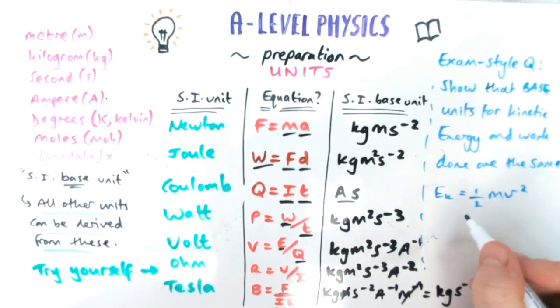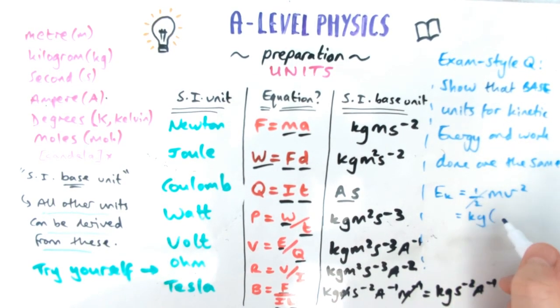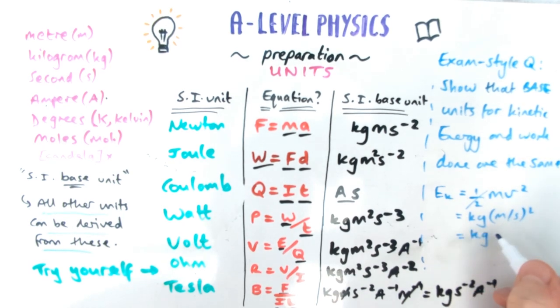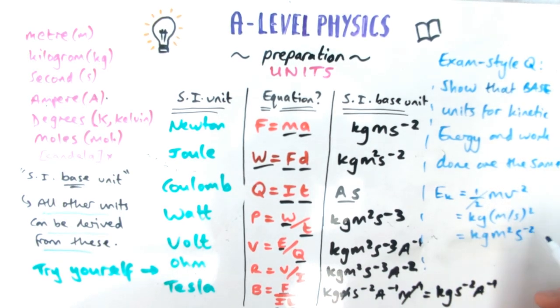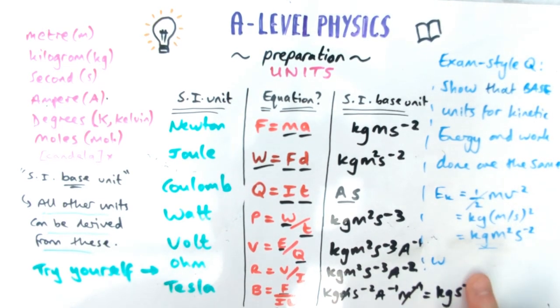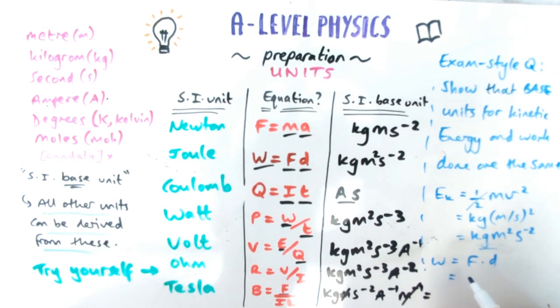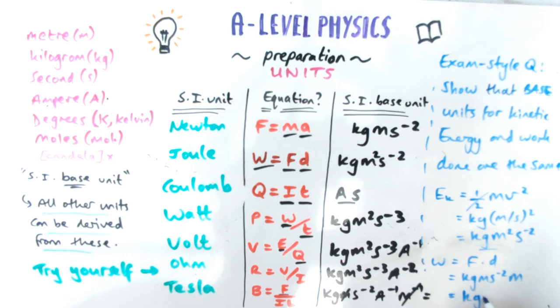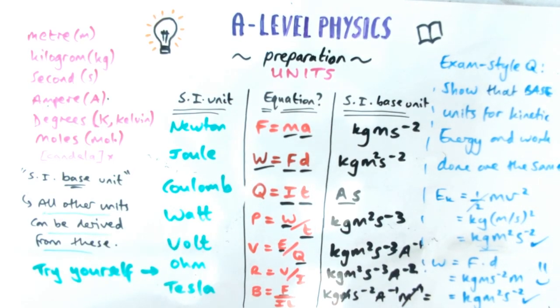Now kinetic energy, we should know the equation is half mv squared. The half doesn't have a unit. Mass is in kilograms, meters per second is squared. So if I simplify that out, I've got these units here: kilograms meters squared per second squared. If I do work done, I've got force, which is mass times acceleration, times distance, which is meters. So therefore, those units are perfectly compatible with each other, and we've proved that the units for energy in kinetic and work done are the same.